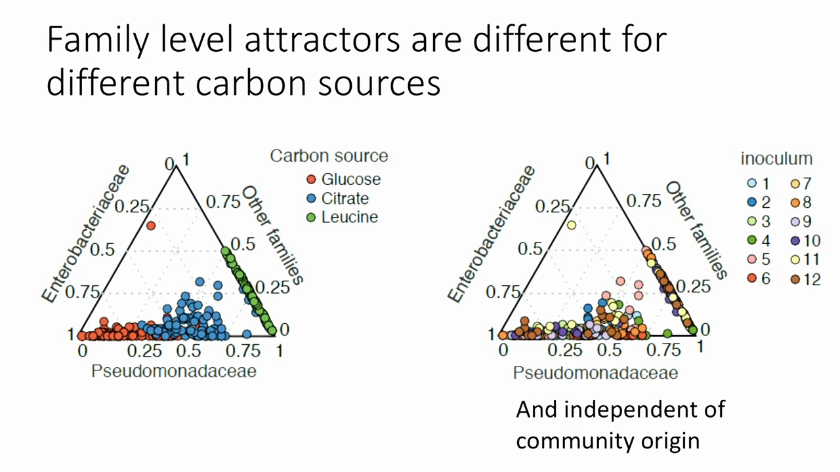On the other hand, if you plot the same data on the same simplex but now colored by the community of precedence, you see that there's not much going on, right? This again points to the metabolic constraints imposed by the carbon source that you're feeding them, rather than the community of origin, as what determines the final structure of our communities.